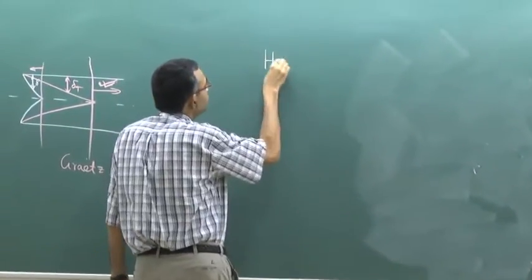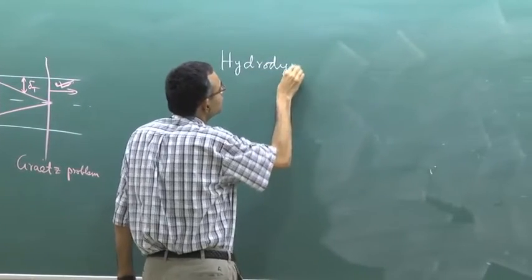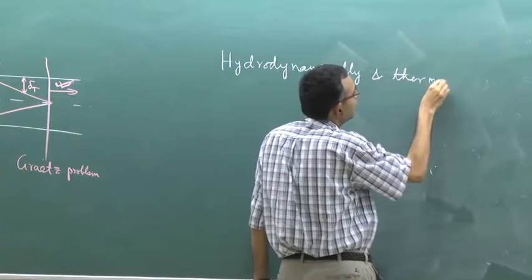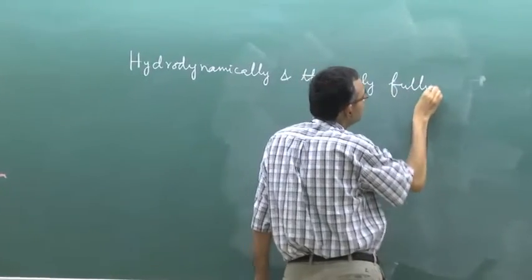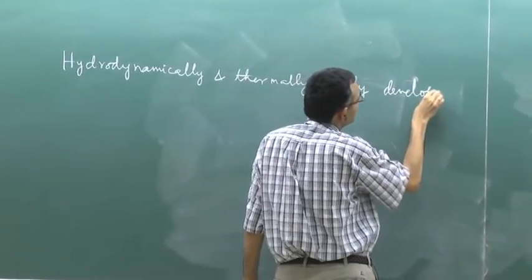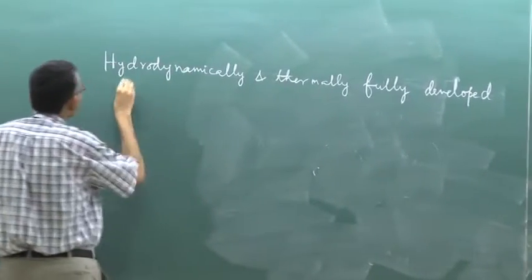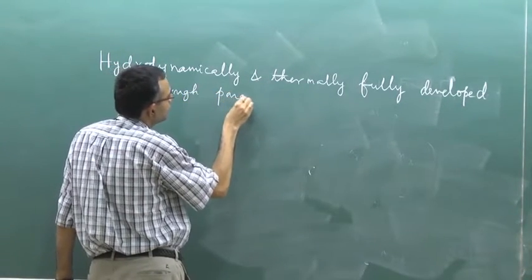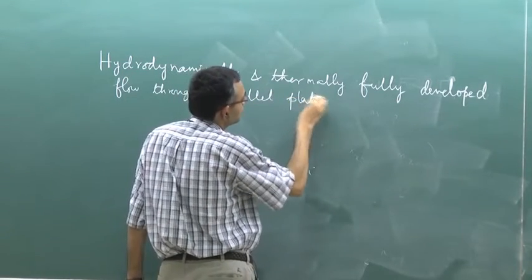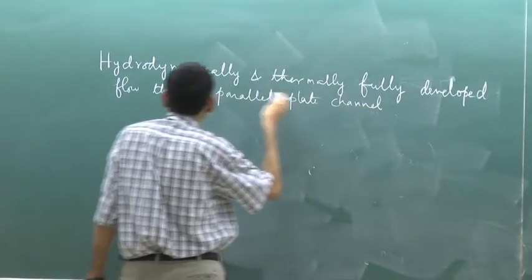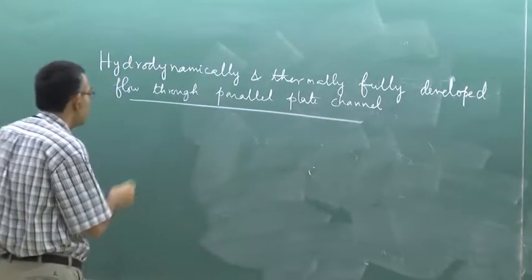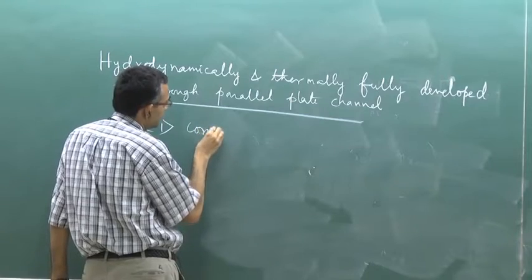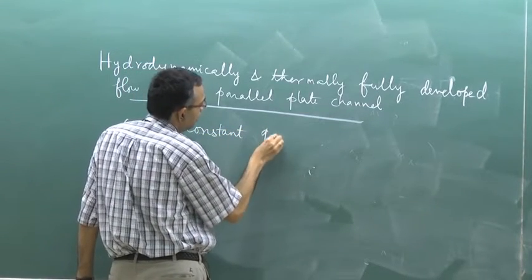So, hydrodynamically and thermally fully developed flow through a parallel plate channel. Case 1, constant wall heat flux.